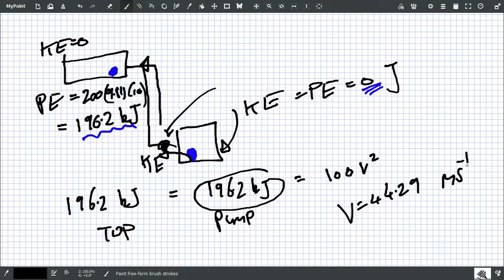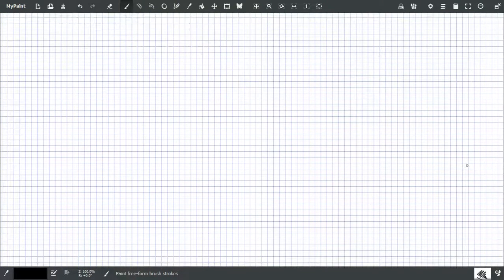The water got its kinetic energy from the pump, therefore per second how much work is the pump doing? So what's happening is each second the pump is providing the water at ground level with 196.2 kilojoules per 200 kilograms. So you have to picture it like this. You have 200 kilograms of water. This has 0 joules of energy.